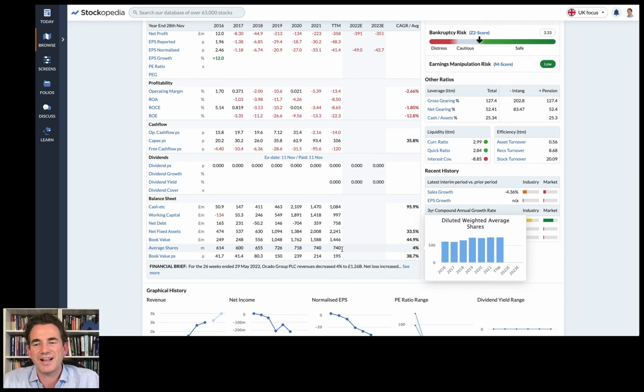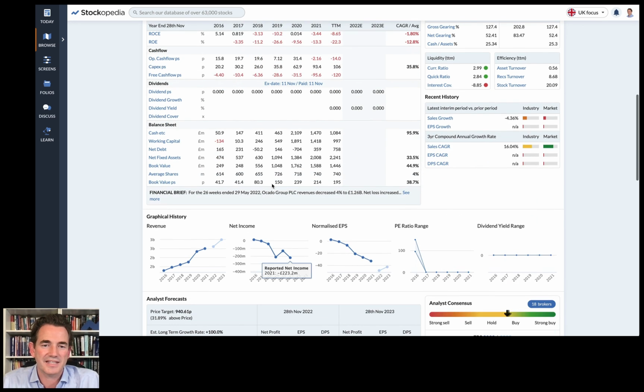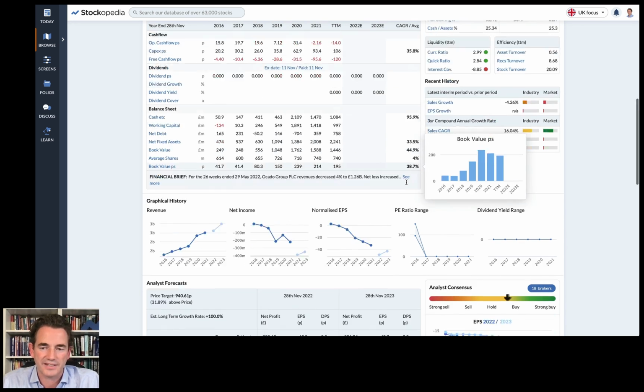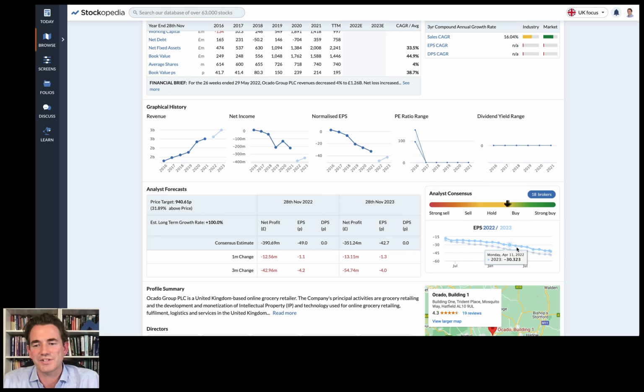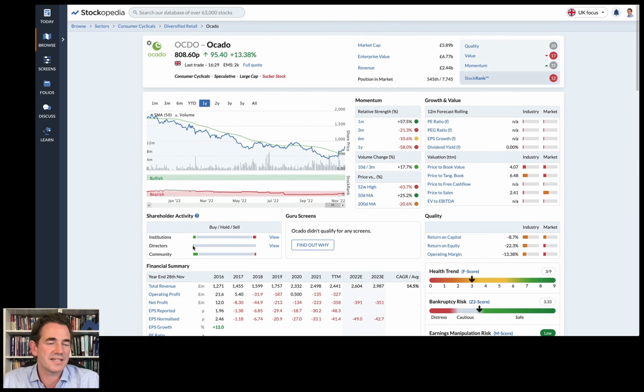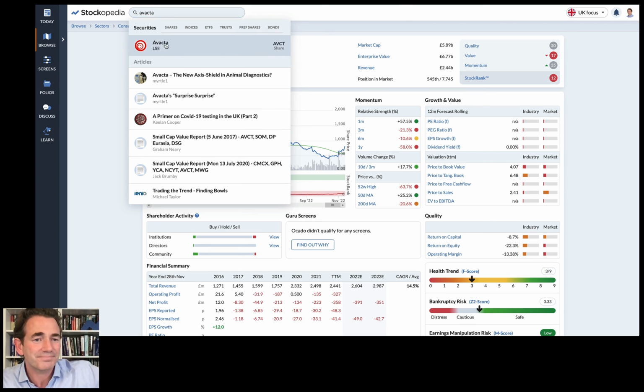And average shares, well, not too bad, but it's been growing over time at a 4% dilution rate. And look at that, the consensus trend is down. It tells you all you need to know. I'm probably going to leave it there. I'll have a look at one because my brother loves this stock, Avacta.